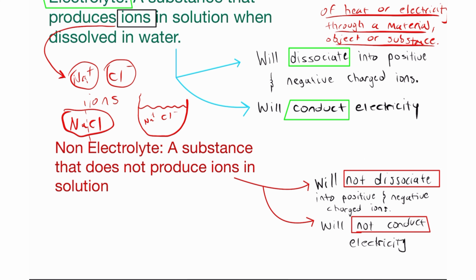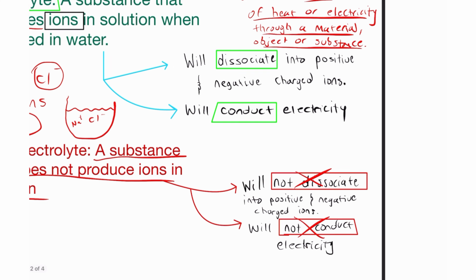On the contrary, we have non-electrolytes. So non-electrolytes are the complete opposite of an electrolyte. This is a substance that does not produce ions in solution, meaning these boys will not separate. And we'll see in the next slide exactly what that means. They will not separate. They will not dissociate into positive and negative charges, and they are not good conductors.